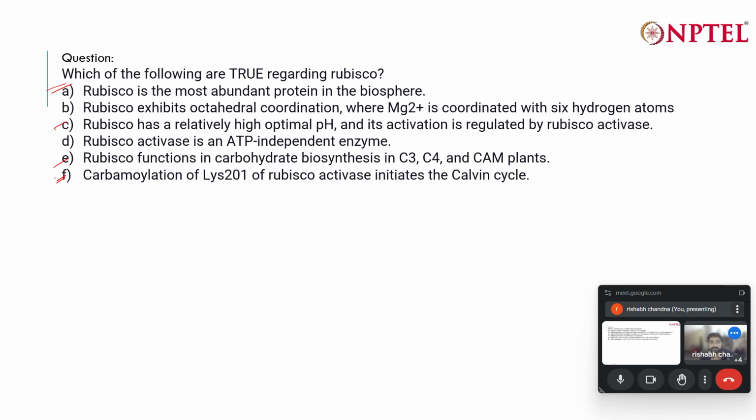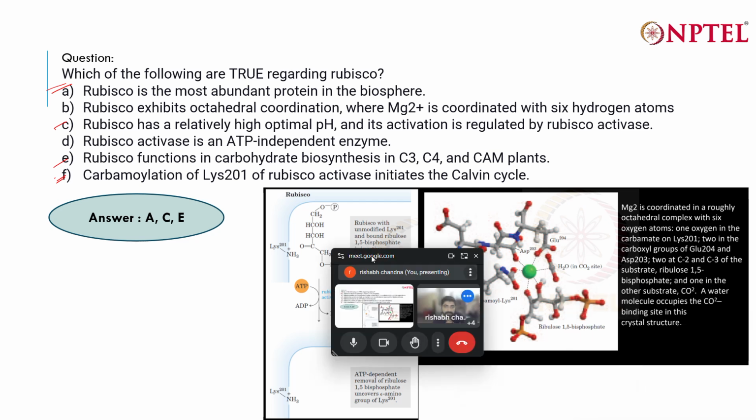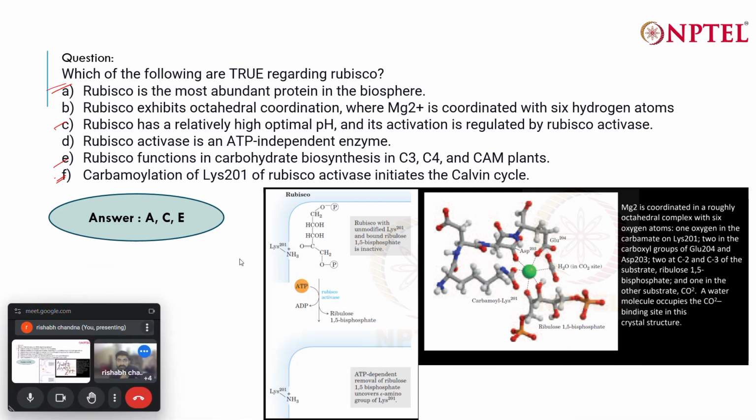Okay, so let's discuss. The correct answer is A, C, and E. Here is the explanation. Yes, it is a fact that Rubisco is the most abundant protein in the biosphere. Then, moving to the second point: Rubisco exhibits octahedral coordination with Mg2+ that is coordinated with six hydrogen atoms. No, the Mg2+ present in Rubisco is actually coordinated with six oxygen atoms, as mentioned in the figure also.